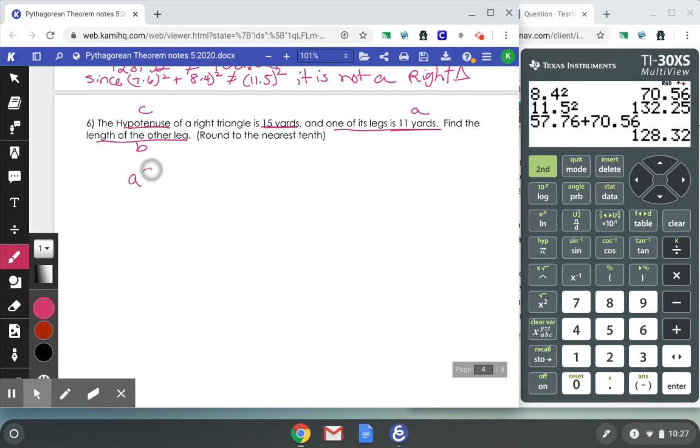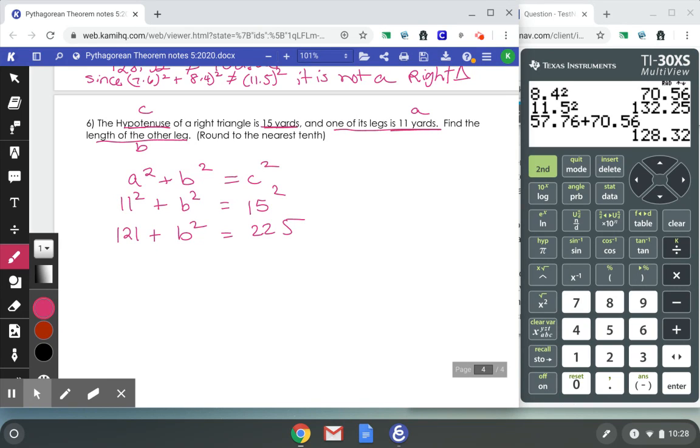Okay, so now to solve it, I'm going to write my formula, and I'm going to plug in what I know. Do I know A? Yep, that was 11. Do I know B? No, that's the missing leg. Do I know C? Yep, that's the hypotenuse, which was 15. Okay, now I'm going to simplify this. 11 squared is 121. 15 squared is 225.